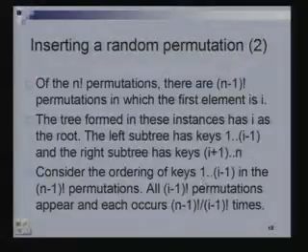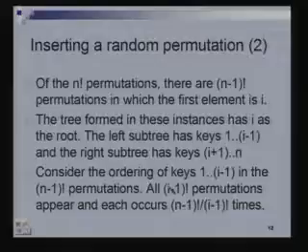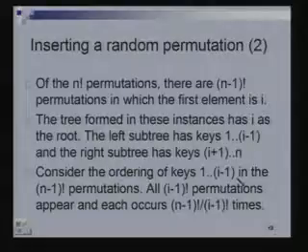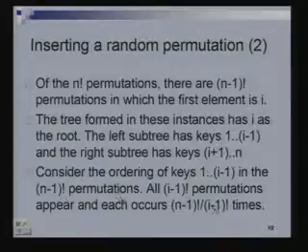Right. Now, let us look at one of these n minus 1 factorial permutations and restrict our attention to the first i minus 1 keys, to the keys 1 through i minus 1. They will be coming at some places in this permutation. Now, let me look at another one of these n minus 1 factorial permutations. These keys 1 through i minus 1 would be coming at some other place.